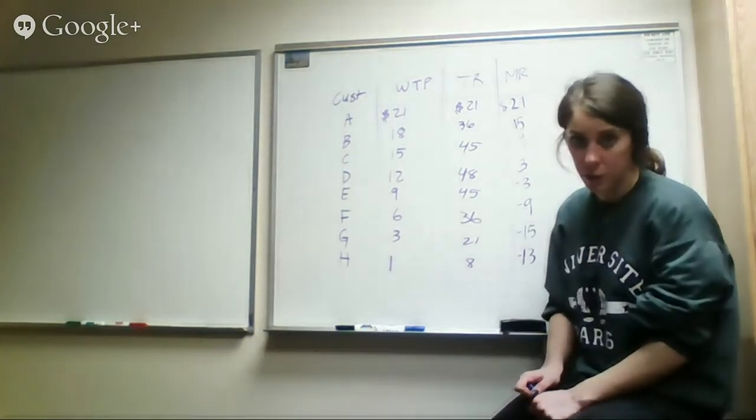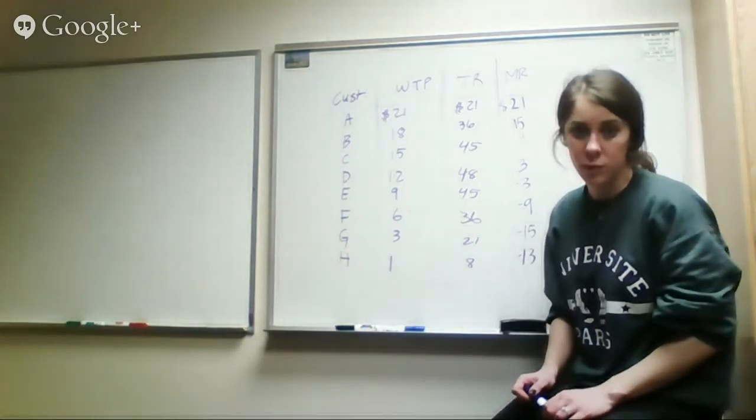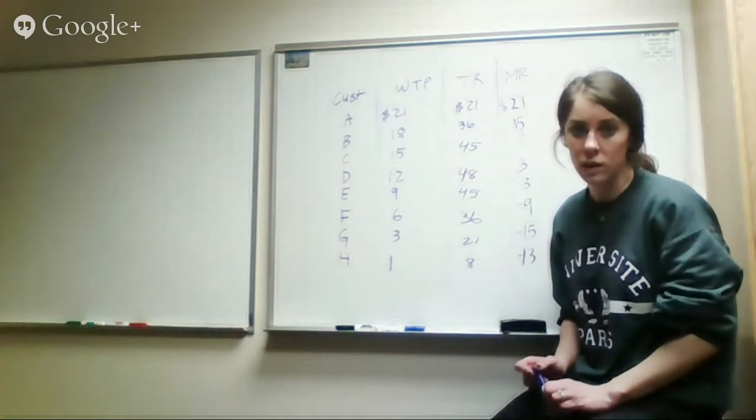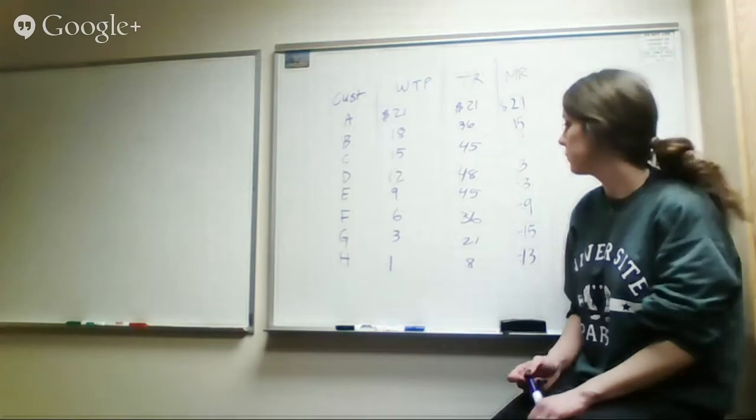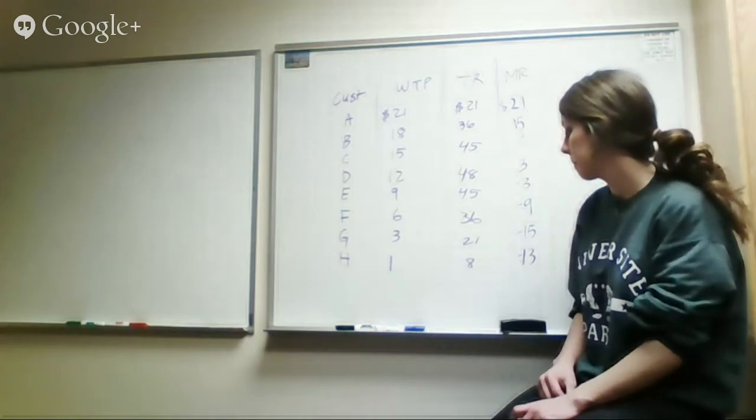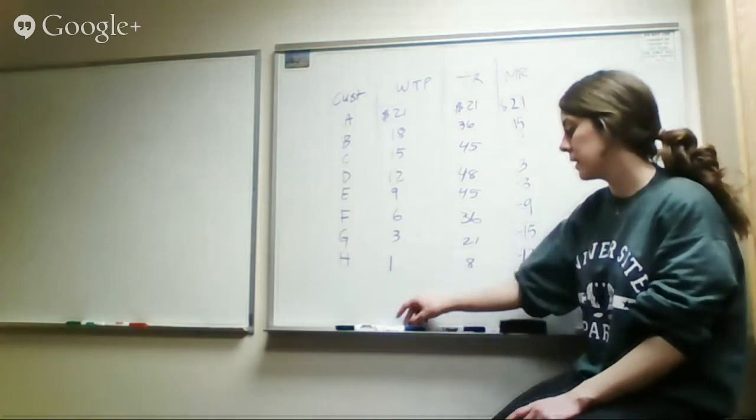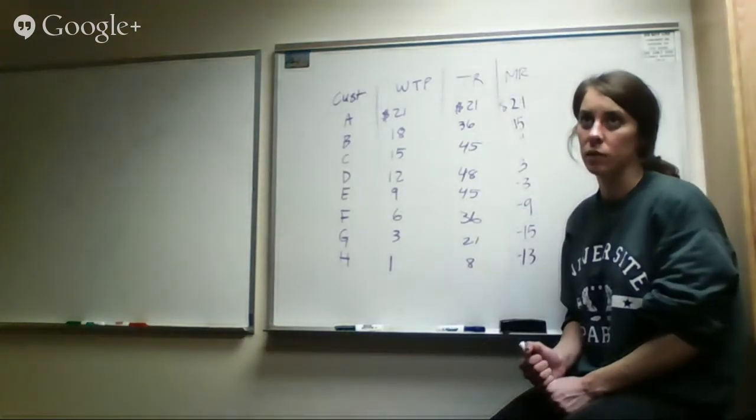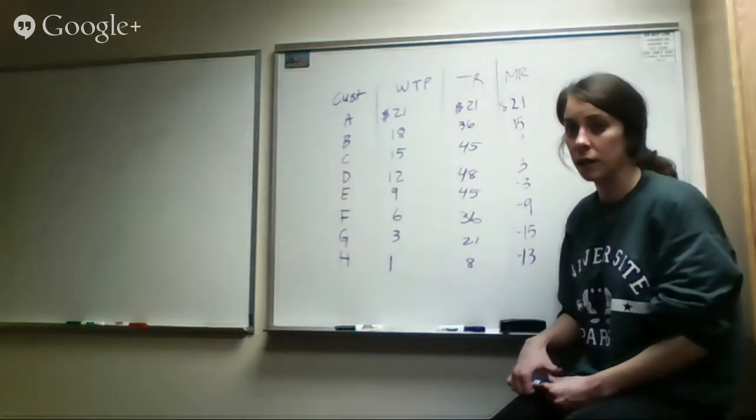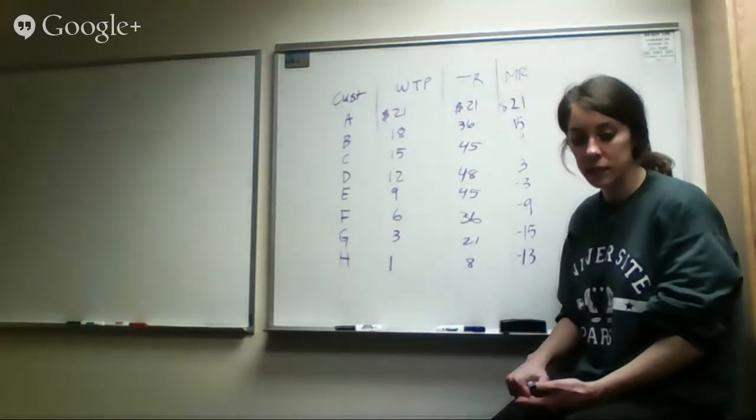So now for part B, it says, suppose it costs $4 to make a burrito. What is a socially efficient number of burritos to sell? If it costs $4 to make a burrito, it would be socially efficient for Mountain West Burrito to produce a burrito for everyone that values it at least $4.